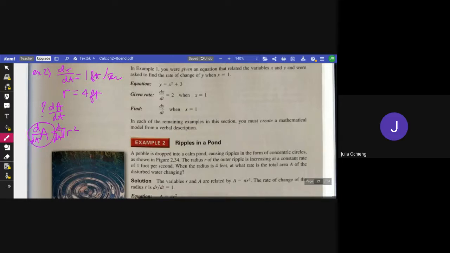So this one, we're just going to write as dA over dt. This side, we're going to write as the derivative of this in terms of radius, and then by chain rule times the derivative of the radius in terms of time. This is equal to 2 pi r, since the derivative of r squared is 2r, and then you need to put that 2 in front of the pi, times dr over dt.